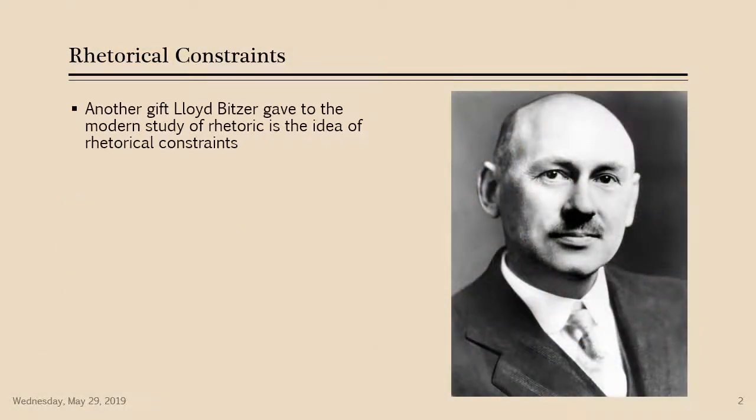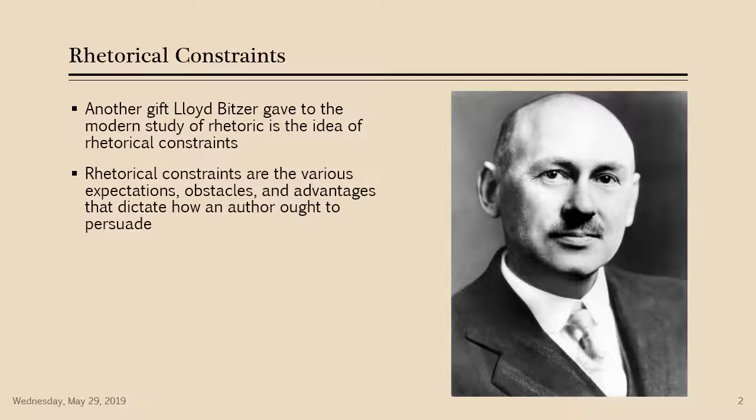Another gift Lloyd Bitzer gave to the modern study of rhetoric is our idea of rhetorical constraints. Rhetorical constraints are the various expectations, obstacles, and advantages that dictate how an author ought to persuade. It's basically all of the outside information that shapes what an author does when they try to persuade in a text. And these elements are formed from the rhetorical situation.